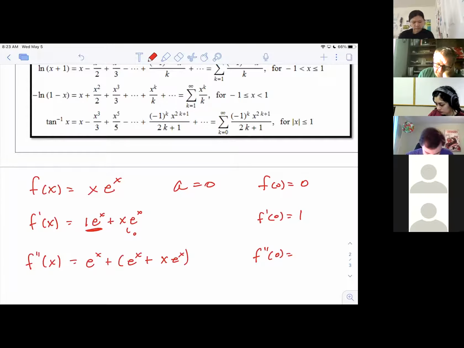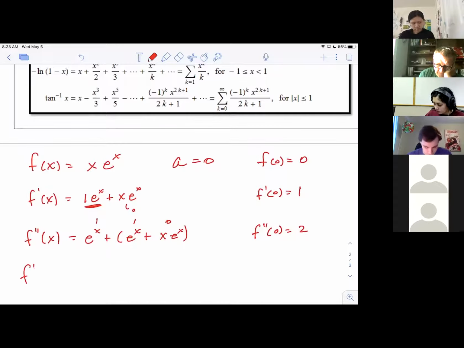And so this would produce a 1, e to the 0 is 1. This would produce a 1, this would produce a 0. So now we're up to 2. Let's do one more and then we'll quit. Third derivative. Look at all those plus signs. The derivative of e to the x is e to the x. The derivative of e to the x is e to the x. The derivative of x e to the x is a product rule question, which we already saw was e to the x plus x e to the x.